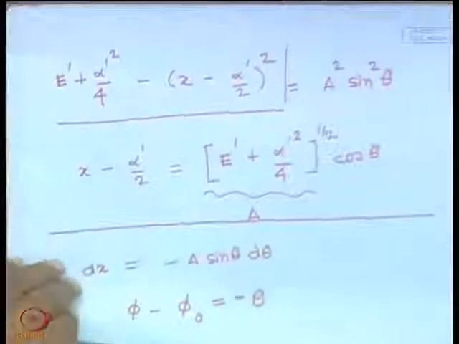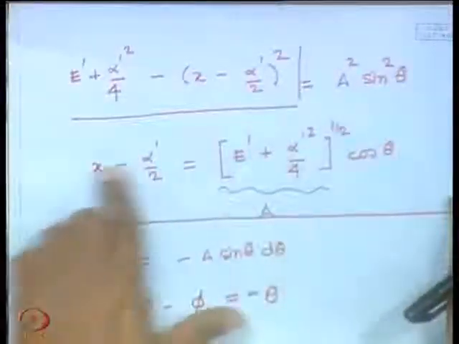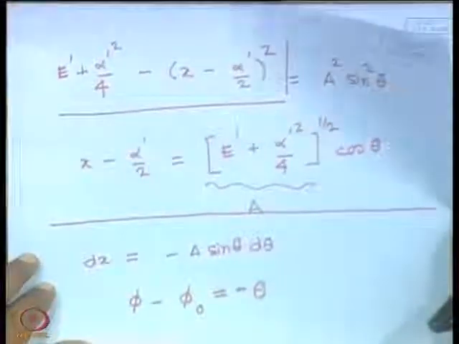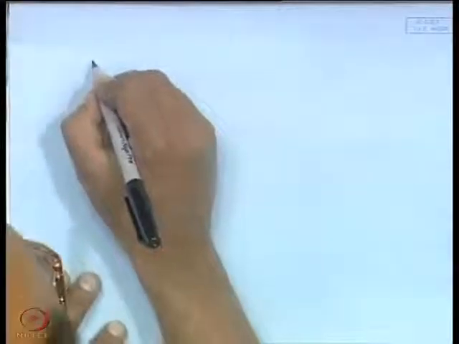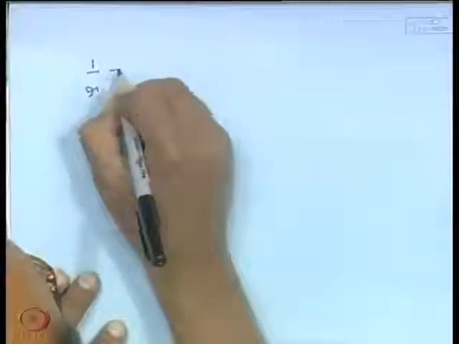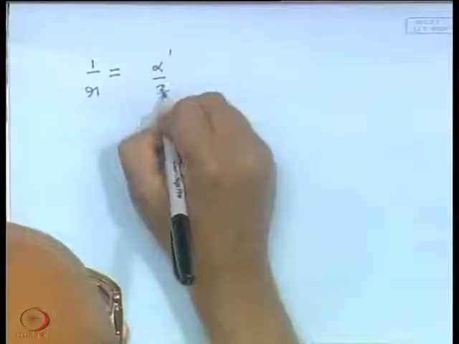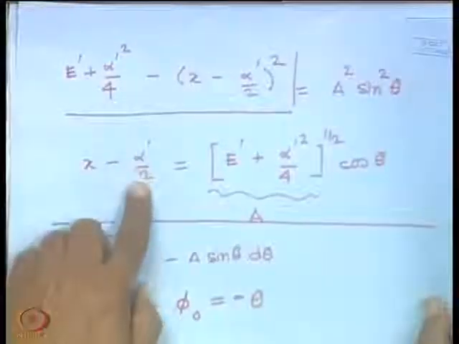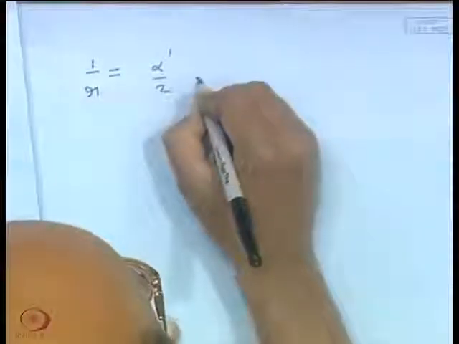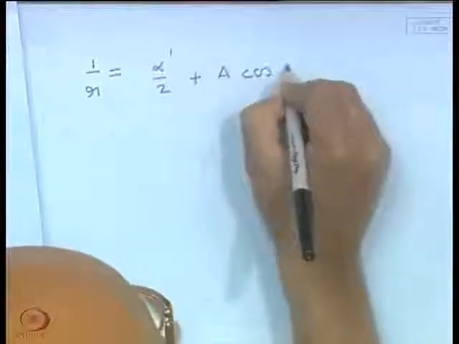With this choice, the equation becomes, so we have the solution over here. Basically the solution is that 1 by r is equal to alpha prime by 2 plus, I will write this as A, plus A cos phi.